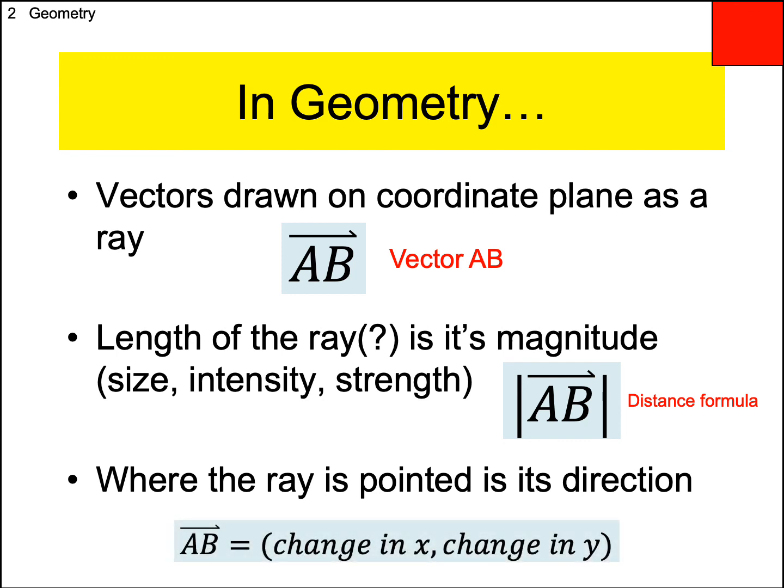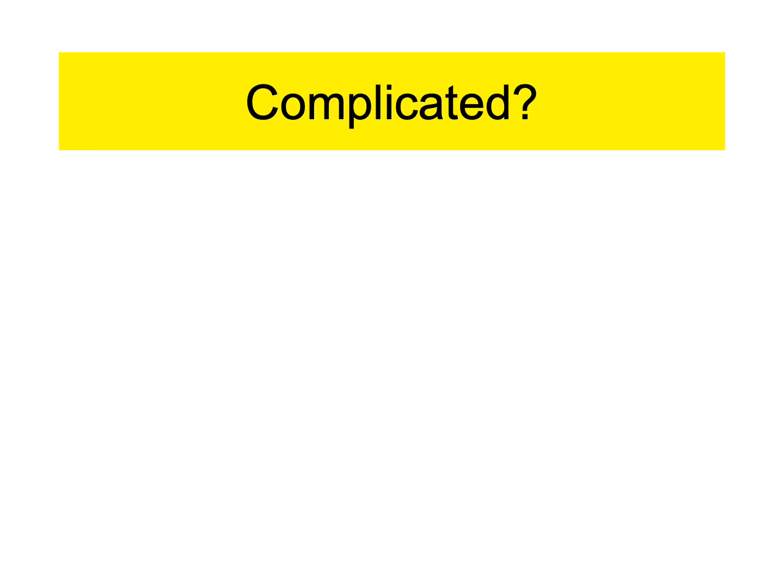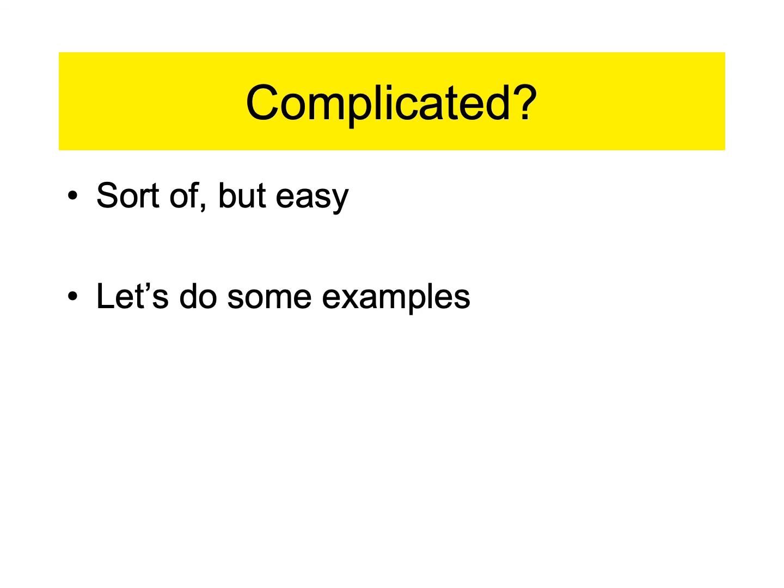The direction of the ray is equal to the change in x, comma, change in y inside parentheses. So check that out. Vector AB, where is it pointed? You put an equal sign, you put an open parentheses, you put the change in x, comma, change in y. That certainly sounds really complicated, but it's actually easy. Keeping it straight in your mind is the harder thing to do. The easiest thing to do now is just do some examples.